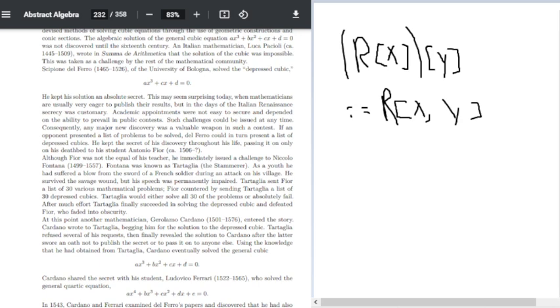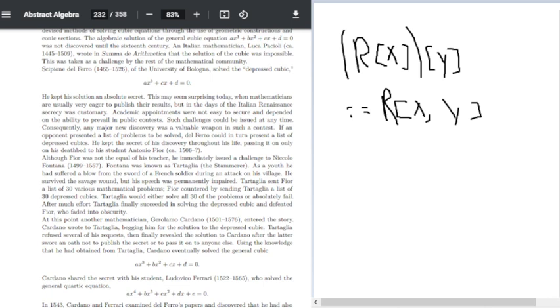Tartaglia sent Fiore a list of 30 various mathematical problems. Fiore countered by sending Tartaglia a list of 30 depressed cubics. Tartaglia would either solve all 30 of the problems or absolutely fail. After much effort, Tartaglia finally succeeded in solving the depressed cubic and defeated Fiore, who faded into obscurity.